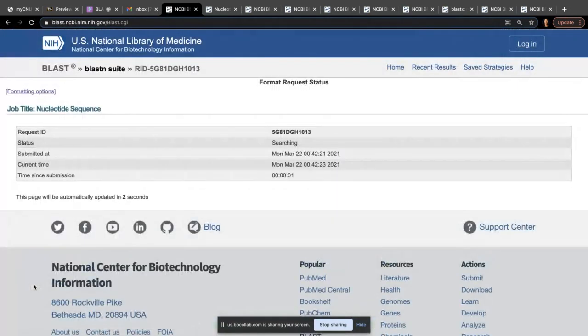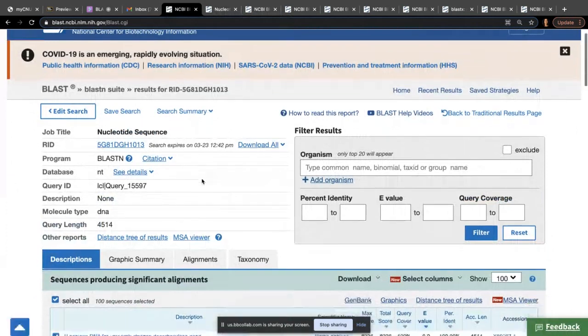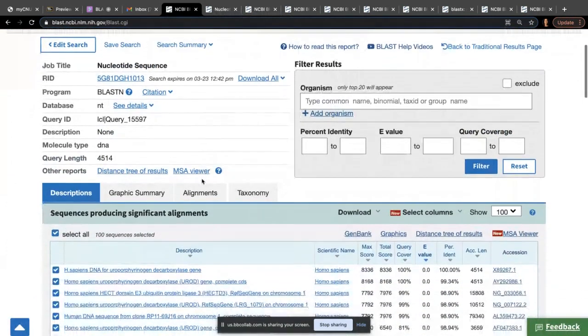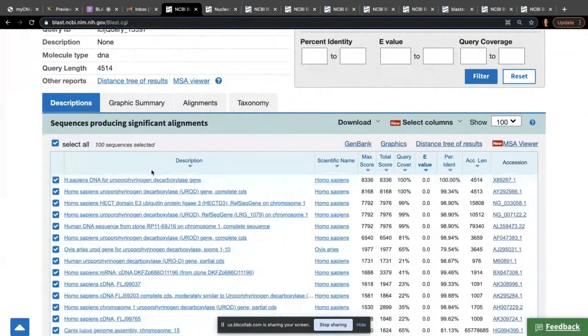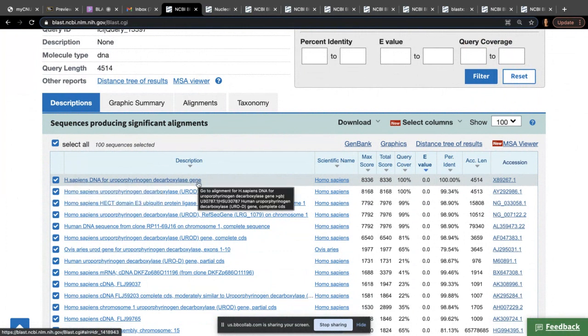While this one is running, I'm going to go to this next screen. Oh, I guess that one was pretty fast. Let's just see what the results are. Okay, so we got lucky. I already knew it was from humans, but if I didn't know, it would say most likely it's human. That's the best match, and I know it's for a gene. So yes, there is a gene encoded there.